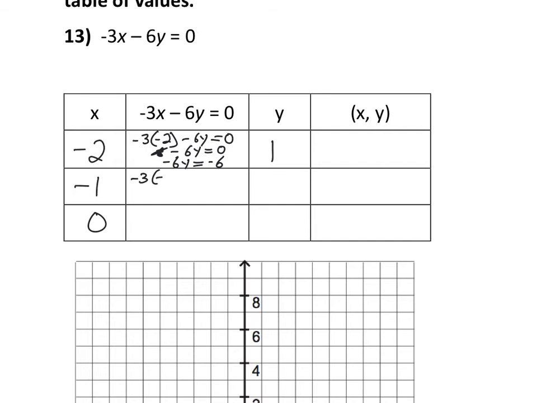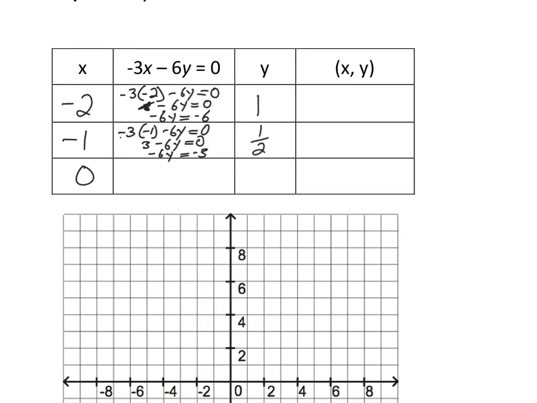Same thing with the negative 1. Negative 3 times negative 1 is 3. Subtract 3 from both sides, I get negative 6y equals negative 3. And when I divide both sides by negative 6, I get positive 1/2. A little harder to graph that one.